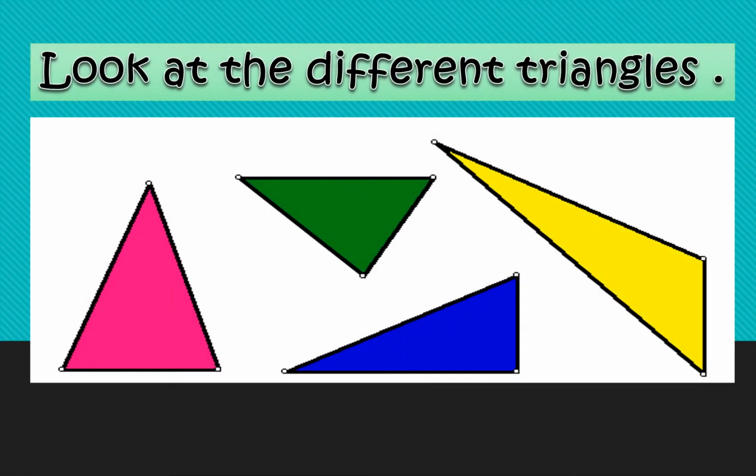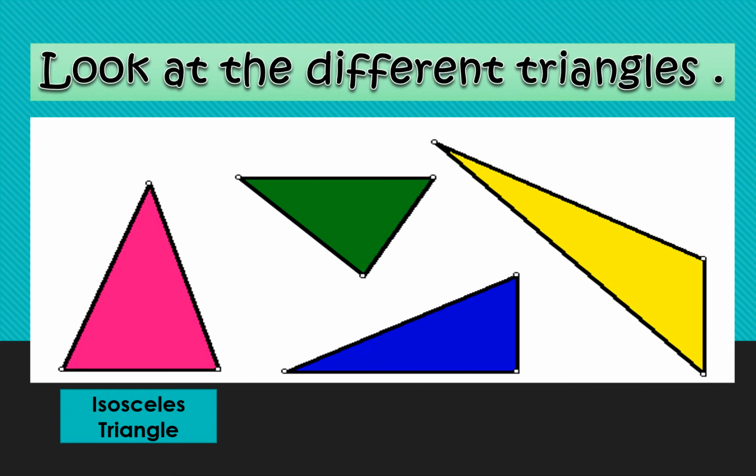Okay, so let us recall. Look at the different triangles. Can you name one triangle? Number one is color pink. What is the name of the triangle? Correct. It's an isosceles triangle because, as I look into it, we have two sides that are equal.